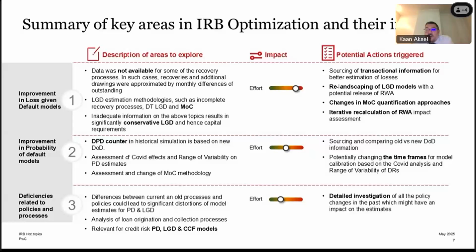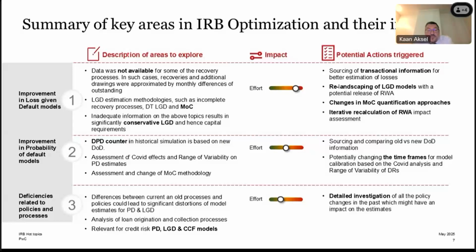It's an iterative calculation basically, and the impact can be assessed easily. Another example is the day past due counter in historical simulation based on new DOD estimation assessment. During the COVID period it was very much driven by the range of variability on PD estimates. So potentially changing the time frames of model calibration based on post-COVID analysis might decrease significantly the range of variability.